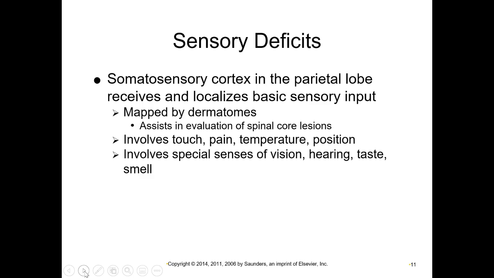All right, sensory deficit. Somatosensory cortex in the parietal lobe is where sensory input is received and localizes these things. Mapped by dermatomes. Dermatomes are going to help you to determine exactly where these spinal cord lesions are. Somatosensory cortex. These sensory deficits involve touch, pain, temperature, position, vision, hearing, taste, smell, everything.